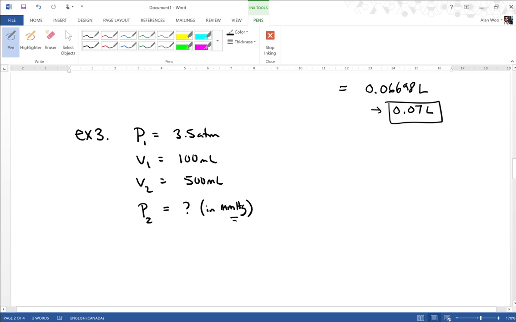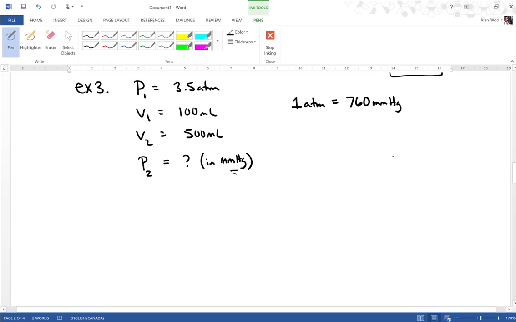I need to know what the conversion factor is. And the conversion factor for ATM to millimeters of mercury is 760 millimeters of mercury. And this is an old-fashioned unit, but it does pop up once in a while, so it's good to know how to convert. So we're going to take 3.5 ATM times the conversion factor. And that will give us a large number, 2,660 millimeters of mercury. And it's common for the numbers to be big if it's based in that unit.